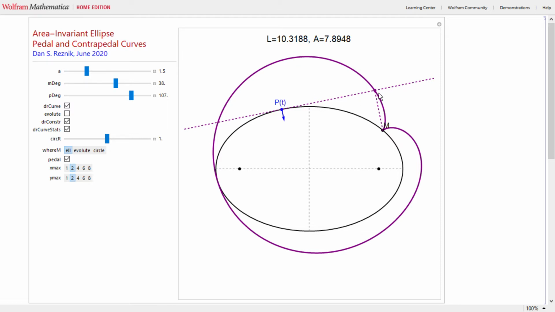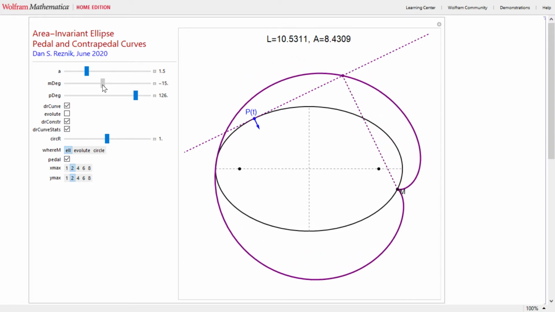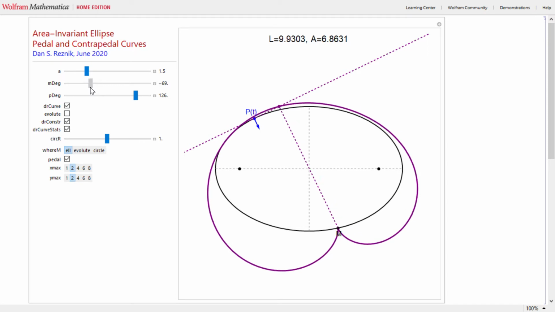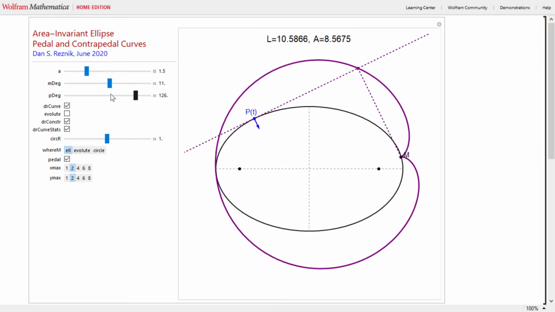You can see here that, of course, for any P of t, that foot of the perpendicular is going to be always on the curve, right? Now, as I vary, for example, M along this ellipse, what's going to happen to the perimeter and the area of this curve? Let's do that. You can see that they're both varying. Okay, so there's no invariance there. I'm looking for invariances. Okay, now let's go ahead and show you guys the result.